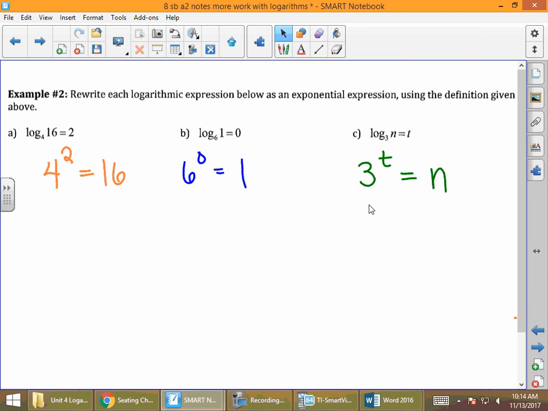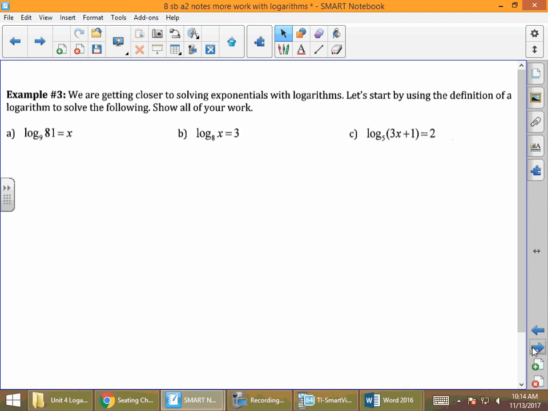So far, we've converted from exponential to logarithmic, and from logarithmic to exponential. So let's use what we just talked about to help us solve these. And once again, there are 3 parts to a logarithm, at least in my head. There's the base, there's the exponent, and then there's the other number. So in terms of our definitions here, it says, let's start by using the definition of a logarithm to solve the following. Show all of your work.